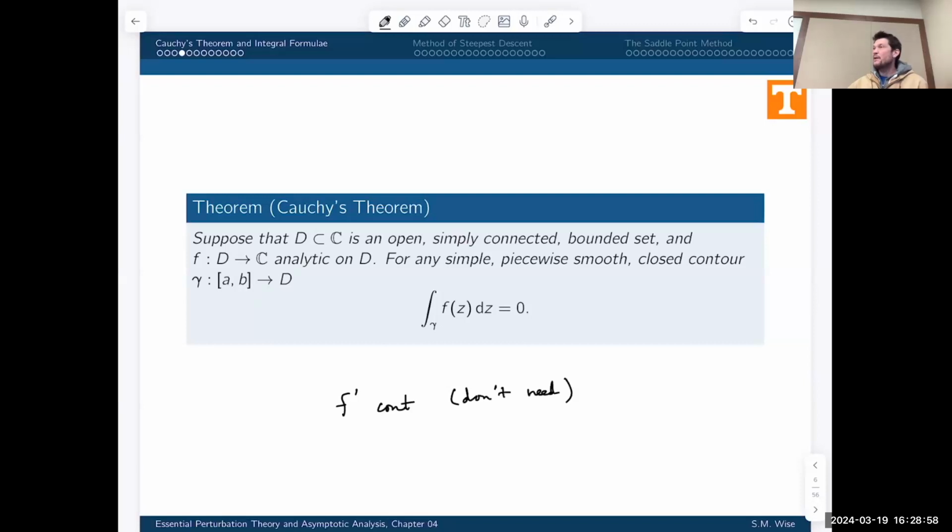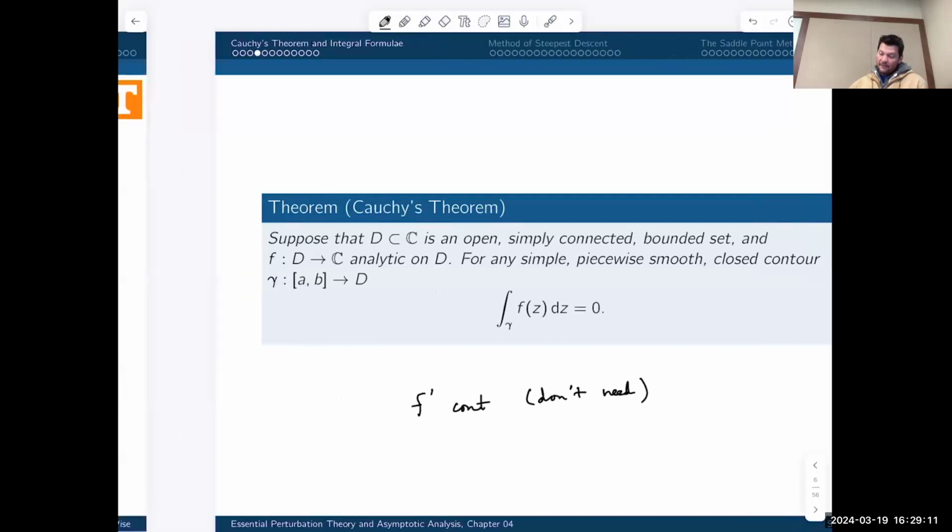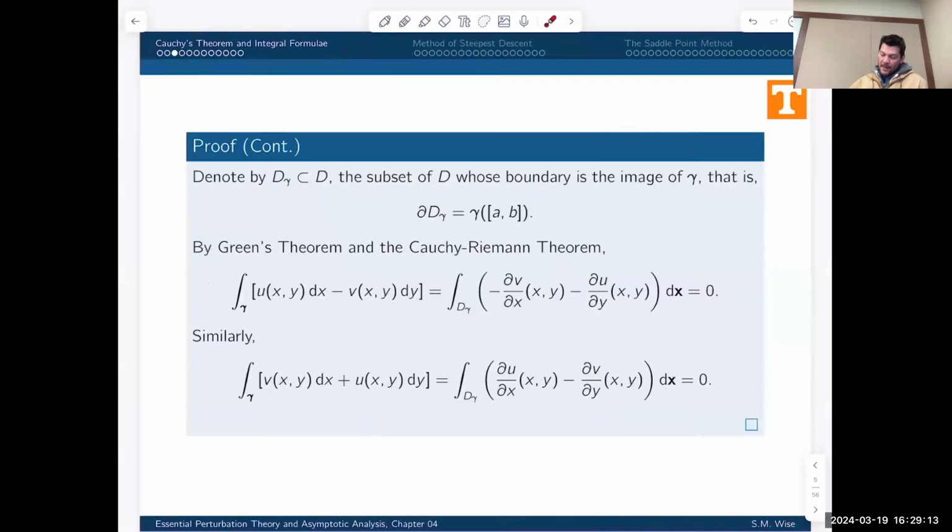And we already saw why you don't need the contour to be oriented in the counterclockwise direction. It's because if you find that it's 0 in one direction, it's 0 in the other direction as well. Now, for the application of Green's theorem, you really do need the contour going in the counterclockwise oriented direction. That's important for Green's theorem.